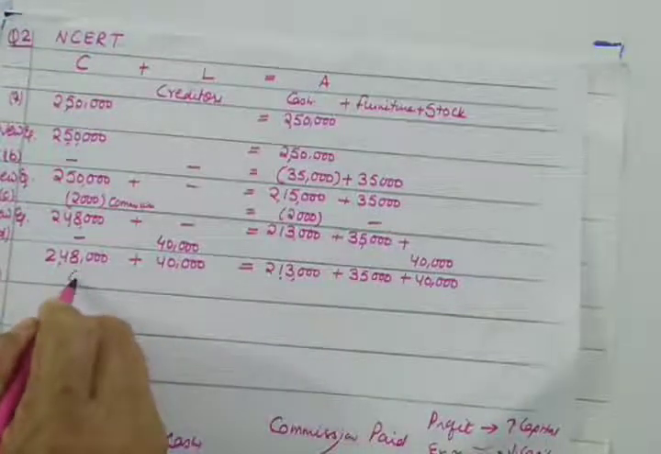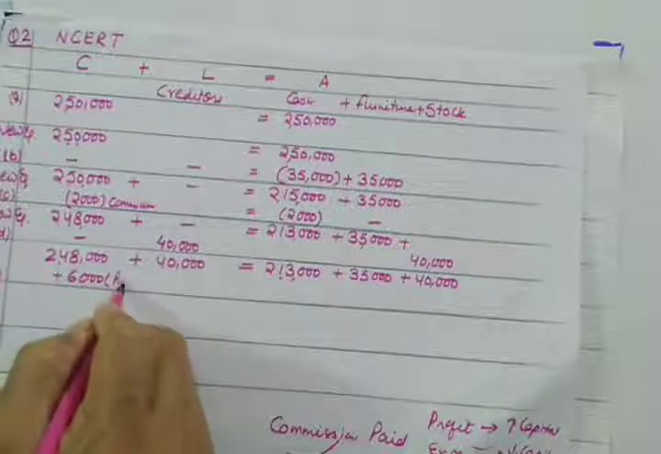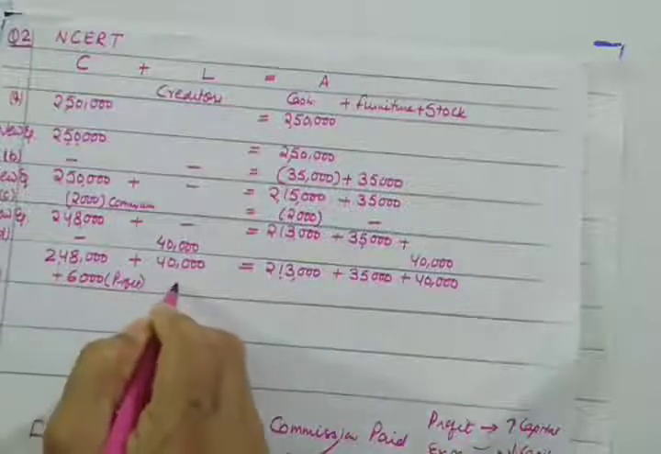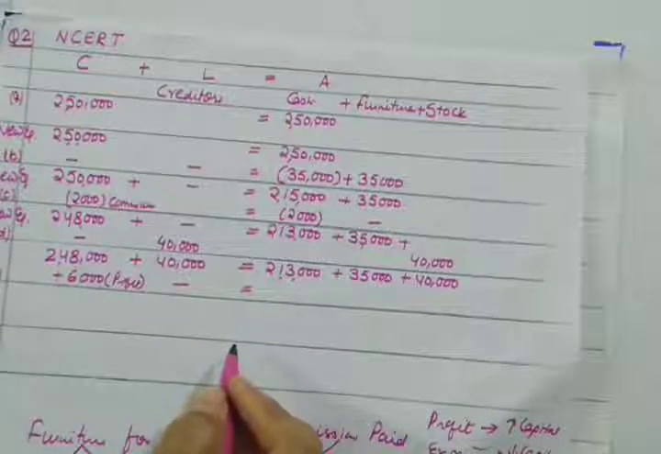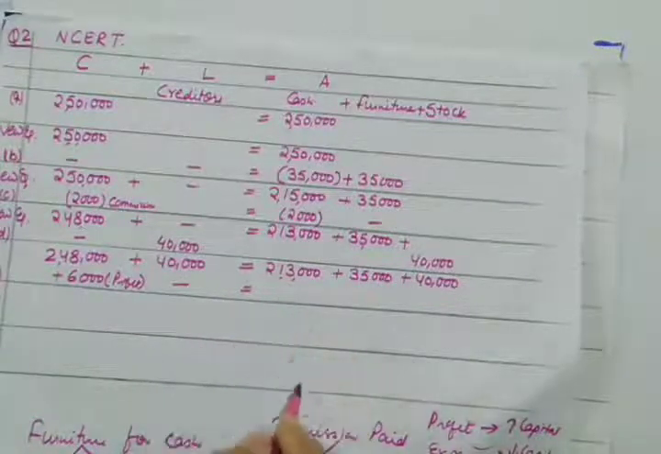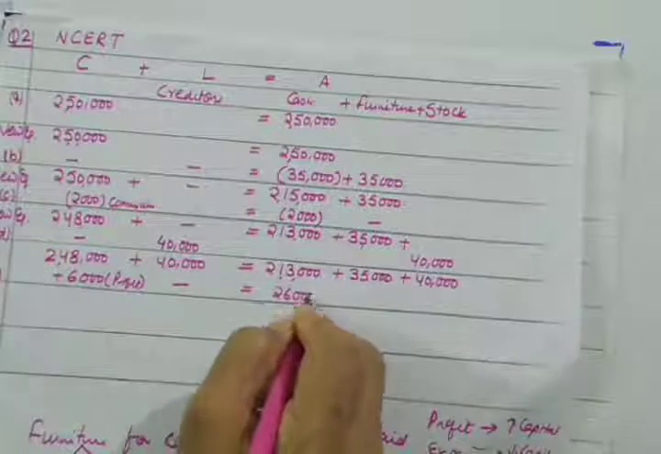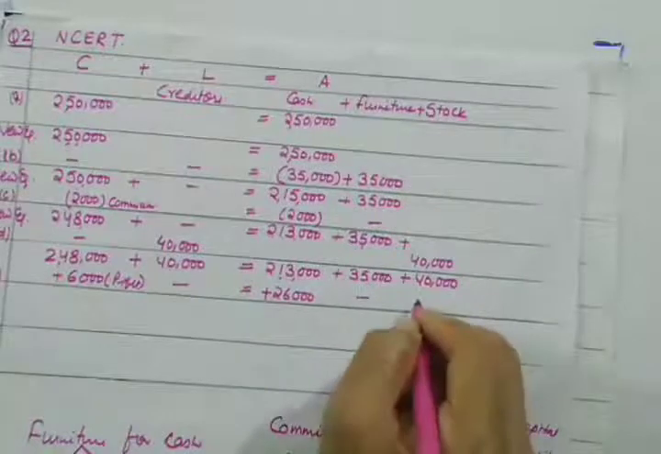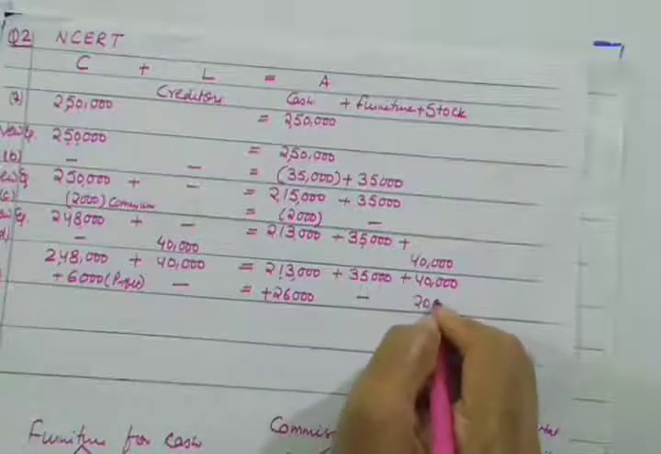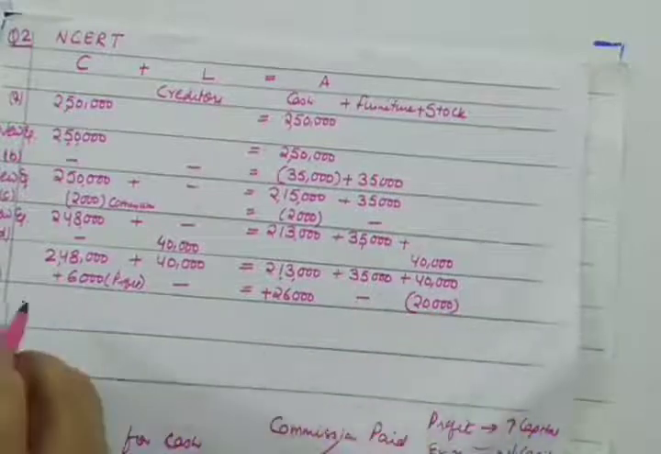So 6,000 will be added to the capital as a profit. No change in creditors, and these goods you sold for cash. So how much will be added in cash? 26,000 will be added in cash. No change in furniture. Your stock will reduce by 20,000. Put the bracket for subtracting.